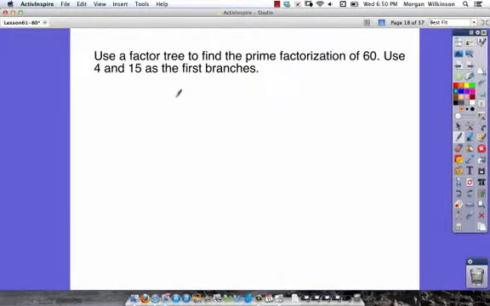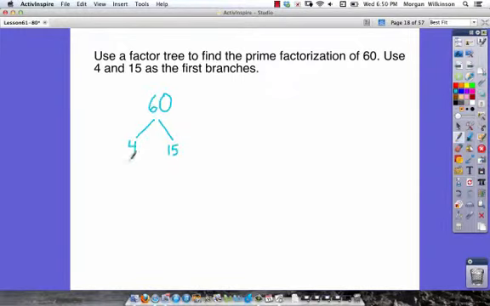Another way that we can find prime factorization of a number is to use a factor tree. This question says, use a factor tree to find the prime factorization of 60. Use 4 and 15 as the first branches. Let's go ahead and do that. So if we have 60, we're going to find the prime factorization, so we want to know what prime numbers multiply to get us to 60. This says the first branches should be 4 and 15.